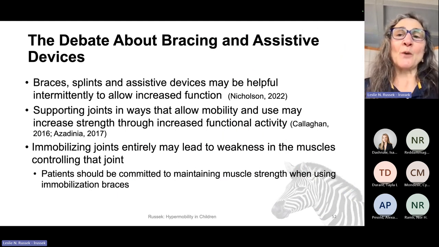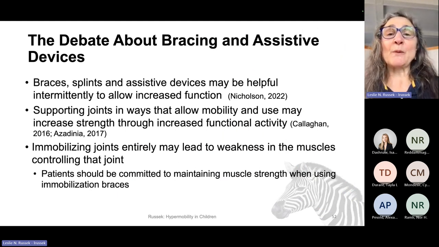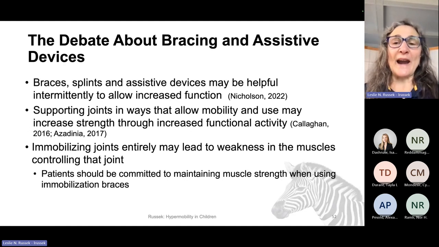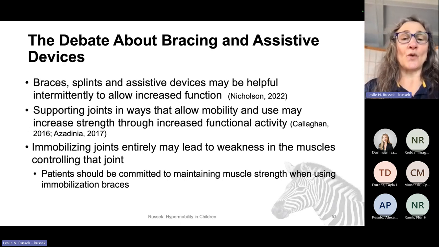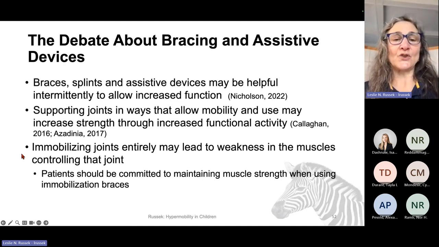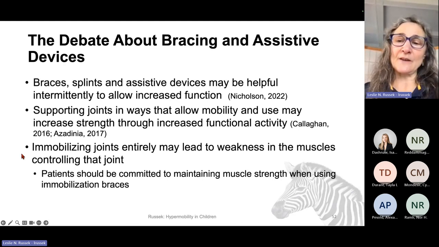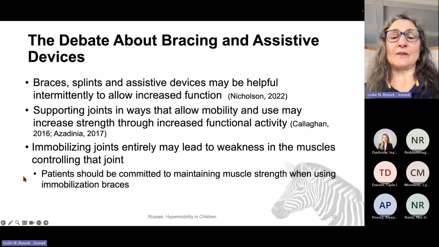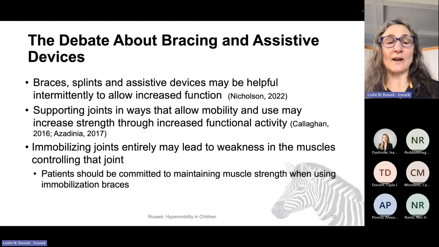There's sometimes a debate about bracing and assistive devices. Some people will complain that it may make people weak, but if we can support joints in ways that allow for mobility, then kids will be more active and they will be stronger overall. If we immobilize a joint entirely, we do need to be careful about weakness. And so I ask my patients to make a commitment to staying strong.